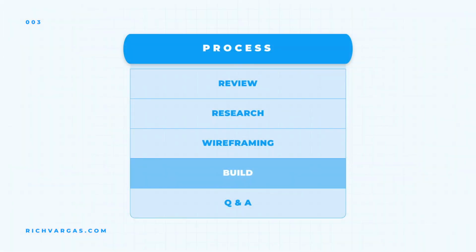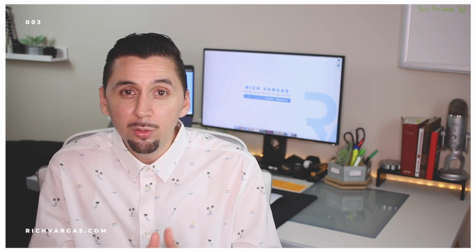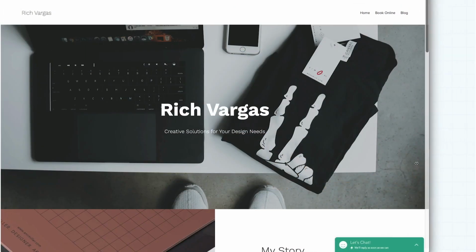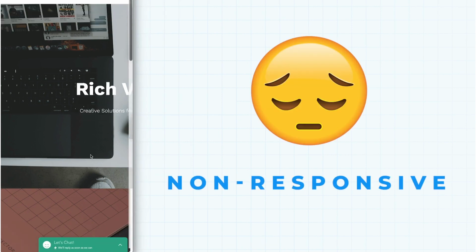Finally, the build. And the reason we're jumping right into the build here and skipping the lo-fi mockup or the hi-fi wireframe is because we don't want to out-design the platform we're going to build in. And what I mean by out-design is jumping into a design program like XD, Figma, Photoshop, you name it, and creating a website that is not capable of being built by the builder that we're going to be using. Now, building with limitations will require you to pivot and sometimes alter your design, but it will also unlock greater creative thinking for you to make it happen.